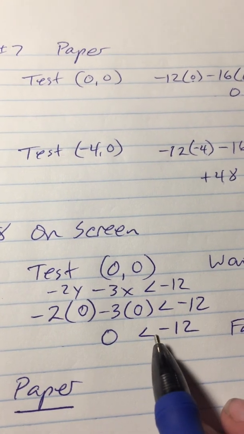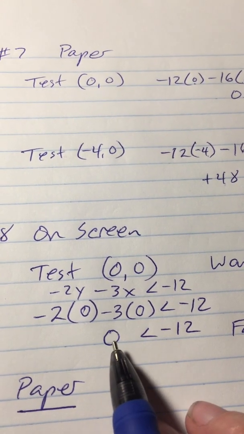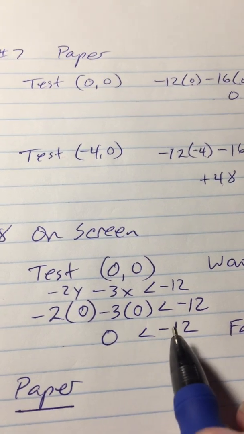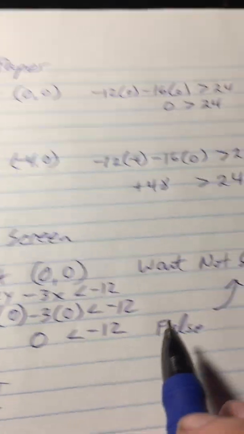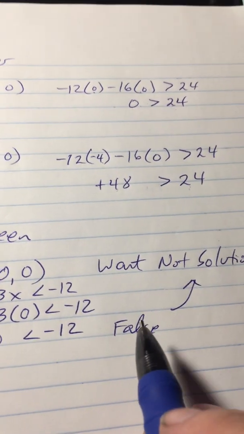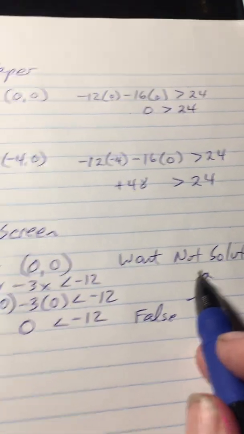I'm looking at the bigger number. Is -12 bigger than 0? No, it's to the left of 0 on the number line. Negative numbers are smaller than 0, not bigger, so this is false. So I want the one that's not a solution, the one where the origin is in the white area. I'm looking for where the origin is in the white area.